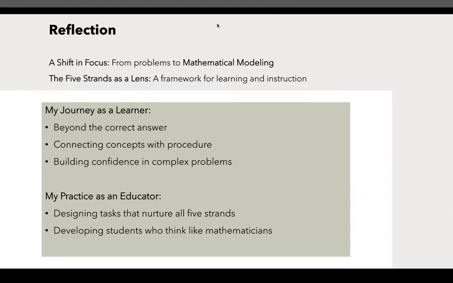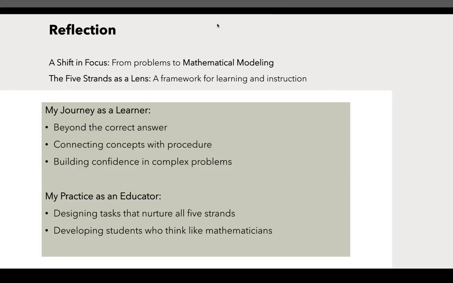To conclude, this presentation marks a shift in my perspective as both a learner and an educator. This course challenged me to move beyond traditional textbook problems and embrace the full scope of mathematical modeling. It's one thing to solve a quadratic equation, but it's another to build that equation from a real-world scenario, analyze its behavior, and justify its limitations.